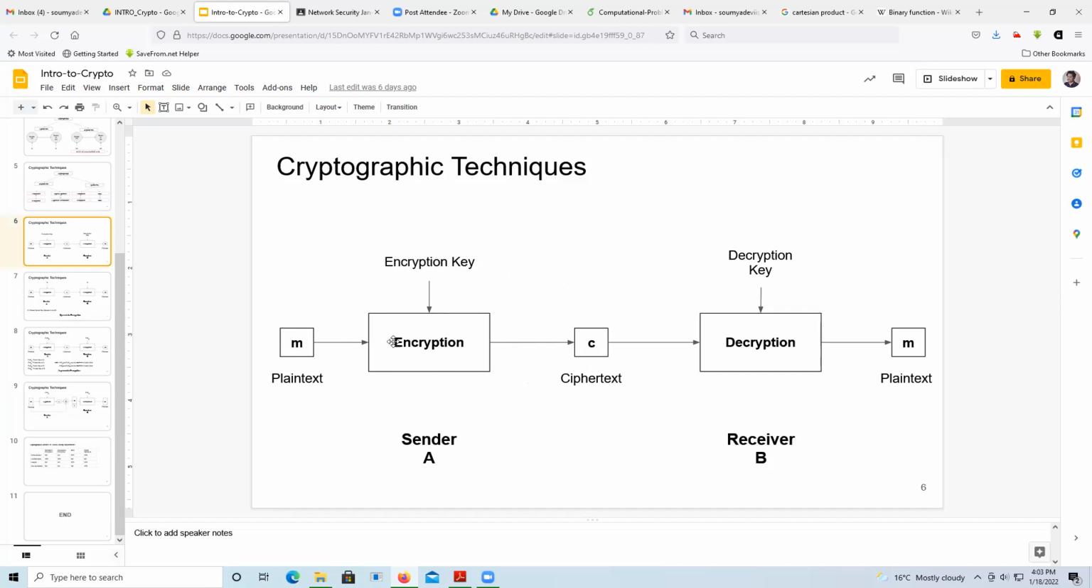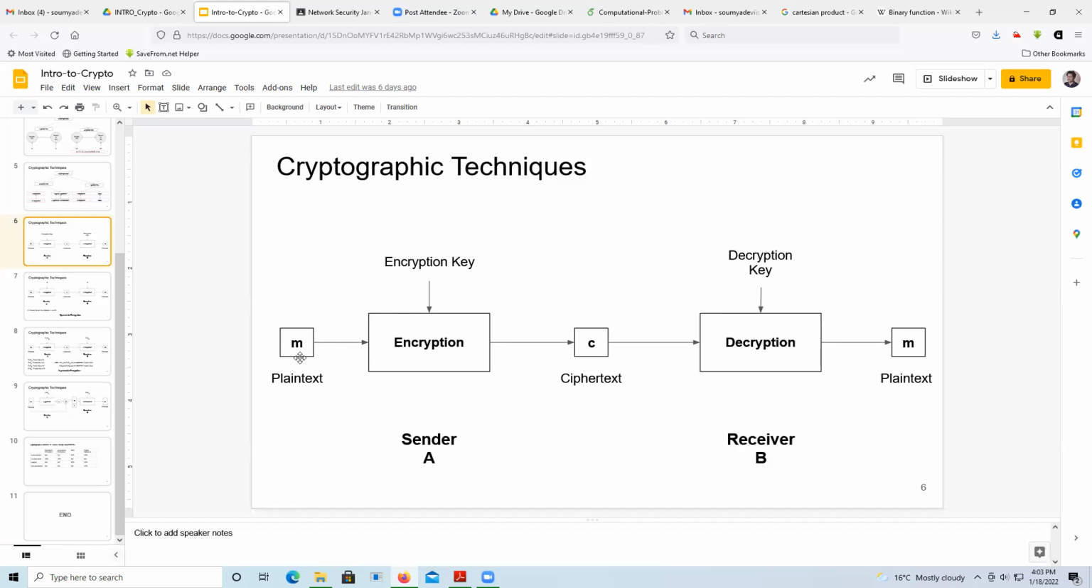Now see, encryption is a function. Encryption is an algorithm, meaning what? Encryption is a function, f. And C is nothing but f of m and key k, like f of x, y is equal to z, we were calculating. So we can say C is equal to f of m comma k, a binary function.